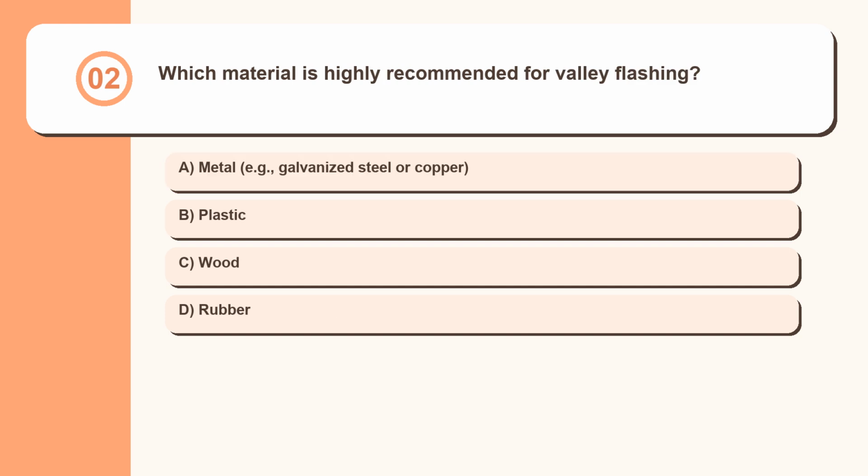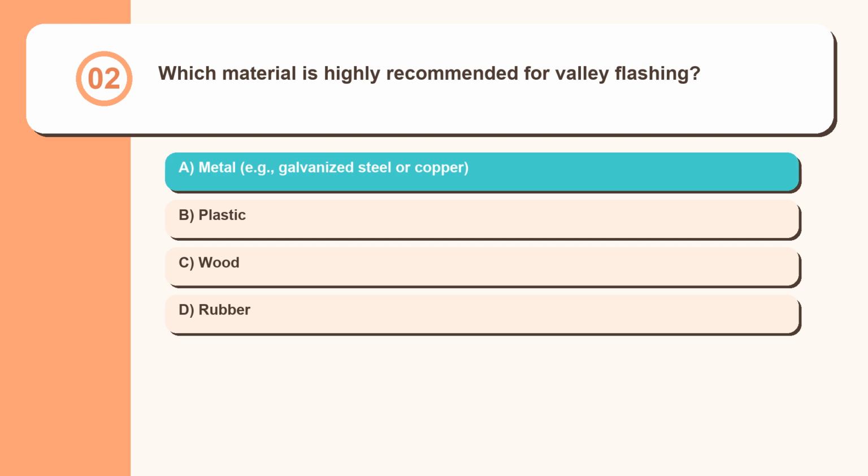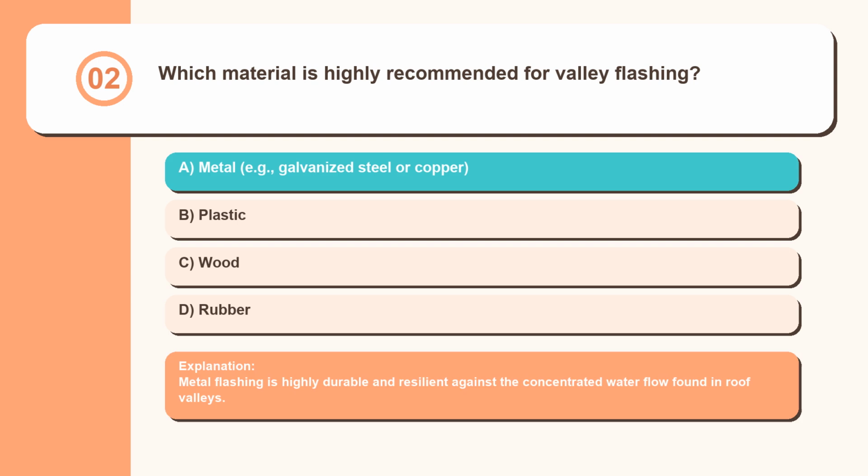Question 2. Which material is highly recommended for valley flashing? Metal, for example galvanized steel or copper. Plastic, wood, rubber. Metal flashing is highly durable and resilient against the concentrated water flow found in roof valleys.